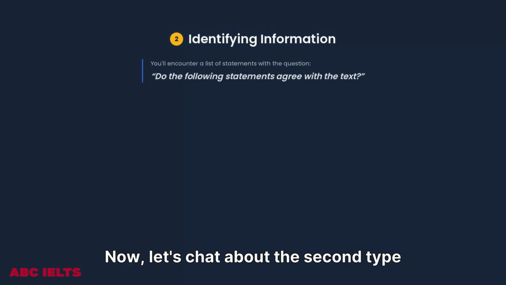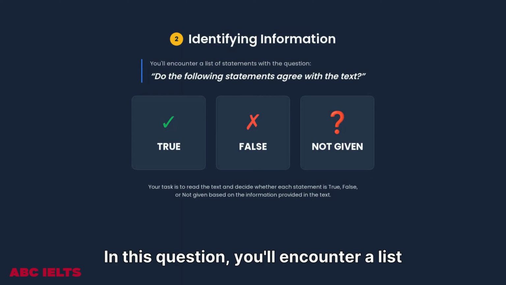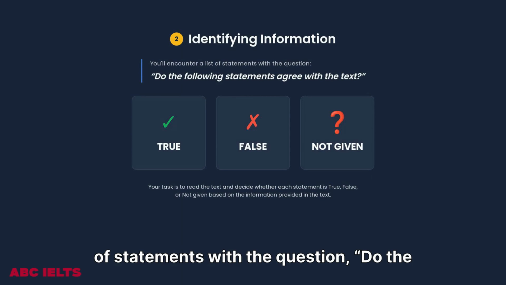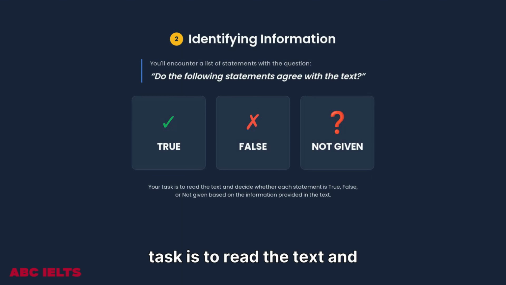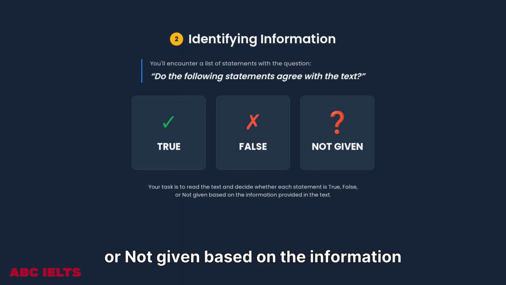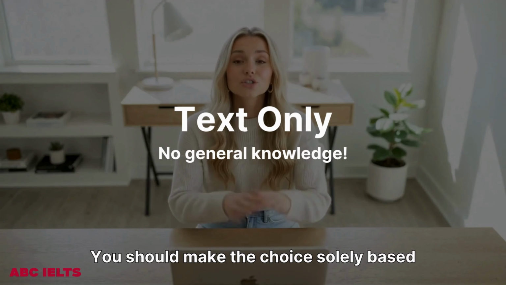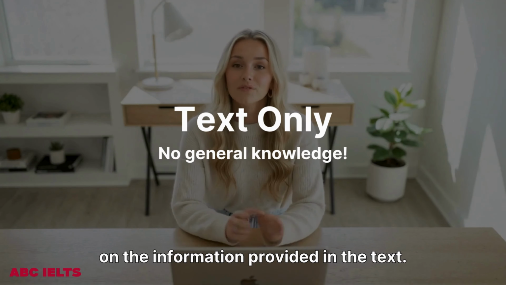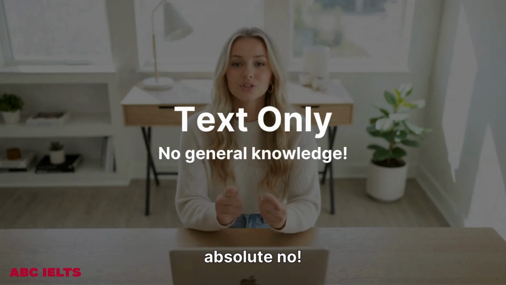Now let's chat about the second type of question, identifying information. In this question, you'll encounter a list of statements with the question, do the following statements agree with the text? Your task is to read the text and decide whether each statement is true, false, or not given based on the information provided in the text. Notice how I said in the text. You should make the choice solely based on the information provided in the text. Answers based on general knowledge are an absolute no.